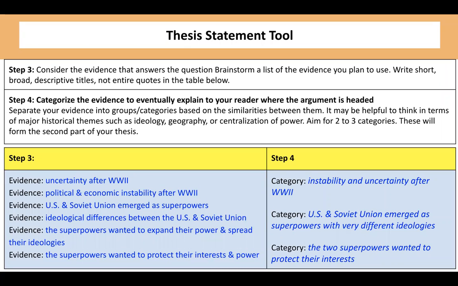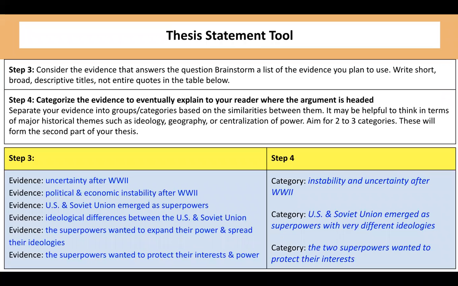And you could have written this in another way as well. You could have said that they wanted to expand their power, and that could have incorporated these, or they wanted to spread their ideologies, which also incorporates these. So there are other ways you could actually form these categories. Because once again, these categories are not the only categories that we could have.